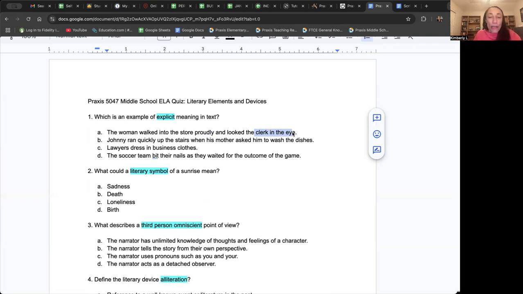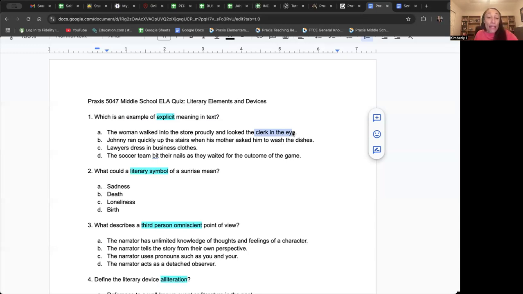Next, we have Johnny ran up the stairs quickly when his mother asked him to wash the dishes. In this case, Johnny's running up the stairs quickly just at the same time mom is asking him to do the dishes. It makes me think that Johnny's running up the stairs quickly because he doesn't want to do the chore. But it doesn't explicitly say that. You have to infer from the sentence that is given.